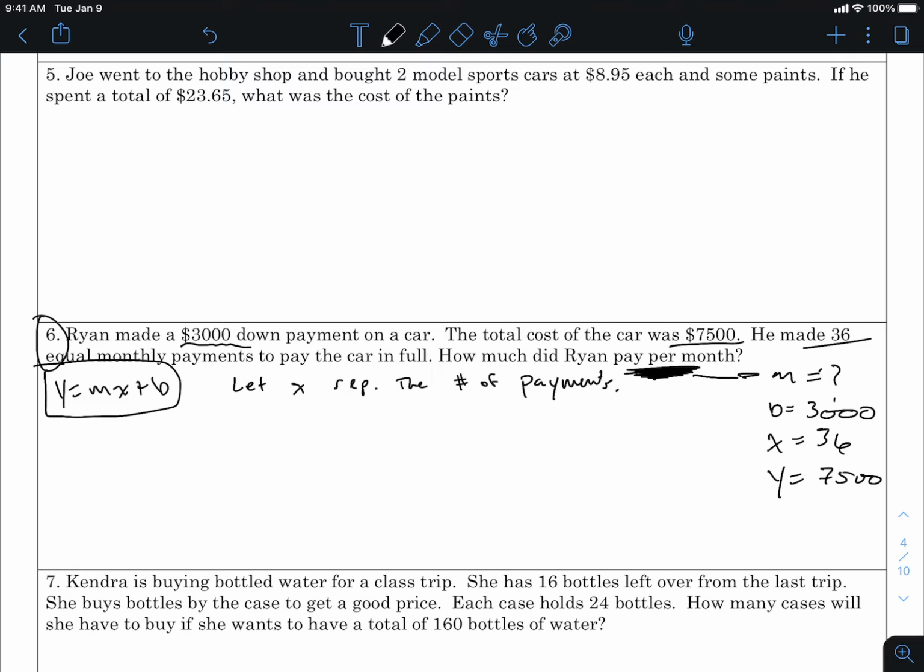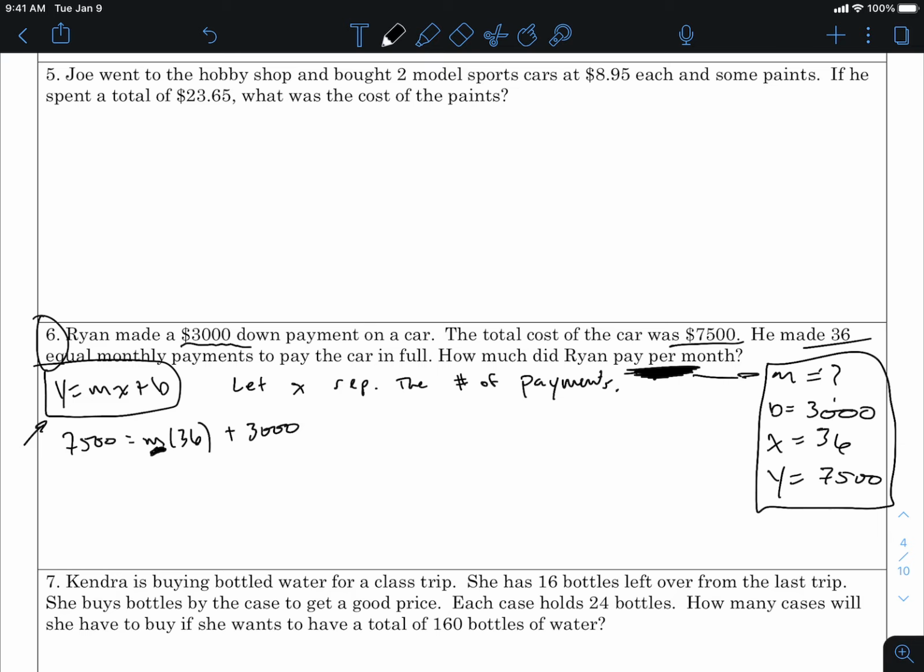Okay, so then you just take all this information that you just found out of the question and you put it into your equation over here. Right? So 7,500 is equal to, well, we don't know what M is, so it's just going to stay as M. X is going to be 36, and then plus the 3,000. And all you got to do is solve for M, like what we were doing before the break, right?